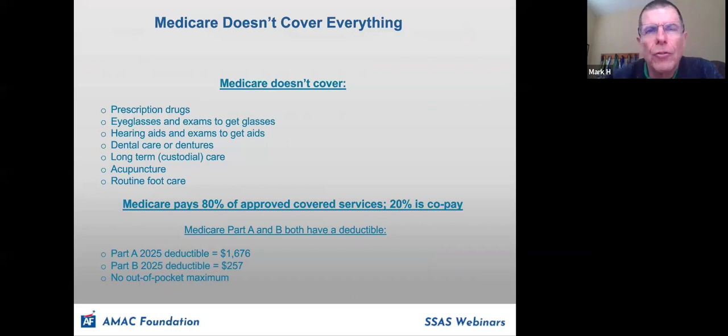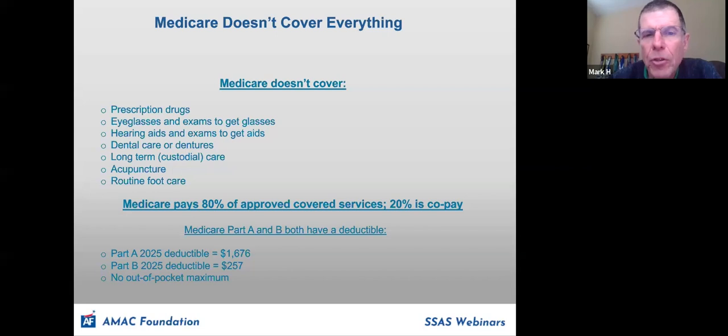Medicare, like all insurance, doesn't cover everything. It doesn't cover prescription drugs unless you've signed up for Part D, the drug plan. A and B don't cover prescription drugs, eyeglasses and exams, hearing aids, dental care, long-term care, acupuncture, routine foot care. Keep in mind, some of those coverages are bundled and included if you decide to go with a Medicare Advantage PPO, HMO type plan.